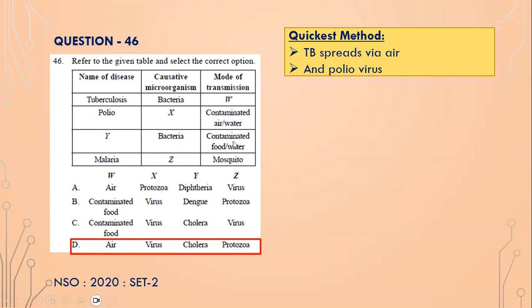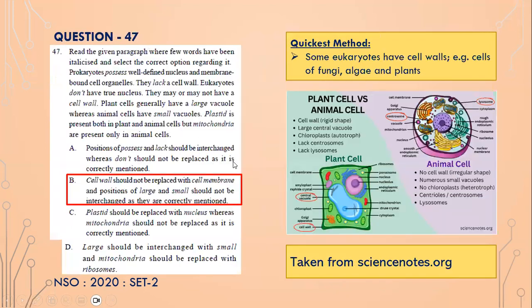And cholera, it is a bacteria. It spreads through contaminated food and water. And malaria, vector-borne disease. It is caused by protozoa. It is carried by mosquito, vector-borne disease.